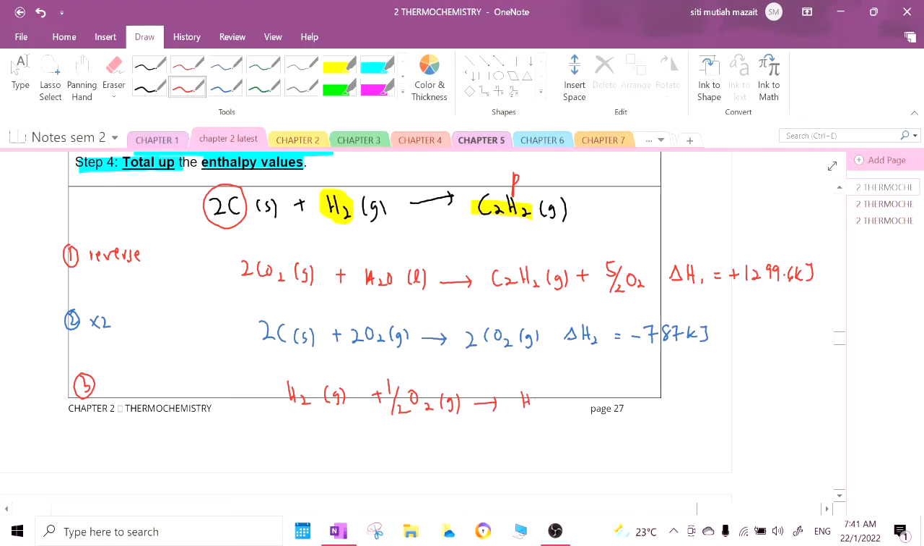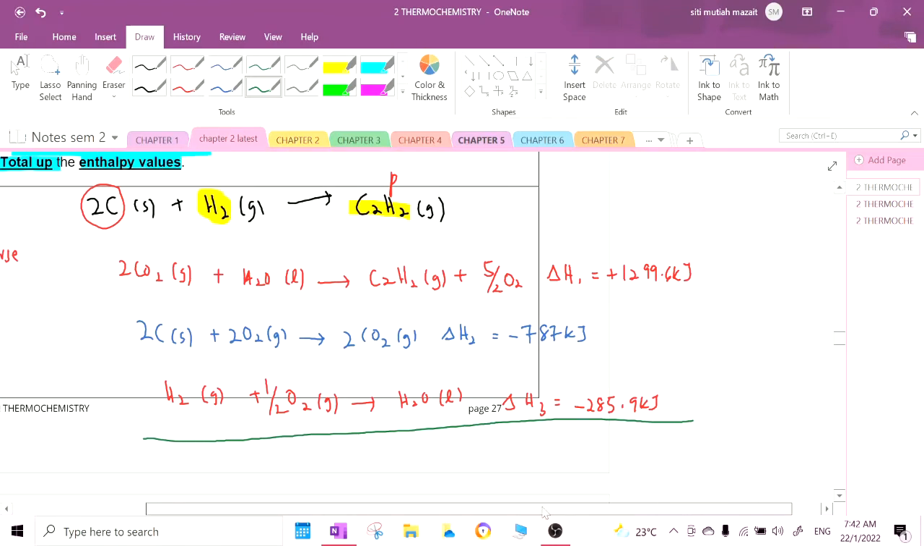Okay, produce H2O liquid. Okay, delta H. Okay, ni H1, H2, H3. So negative 285.9 kilojoule. Okay, so next what we have to do is, okay, you do the straight line. Okay, then you can see here. Okay, what we have to do is, kita akan total up.